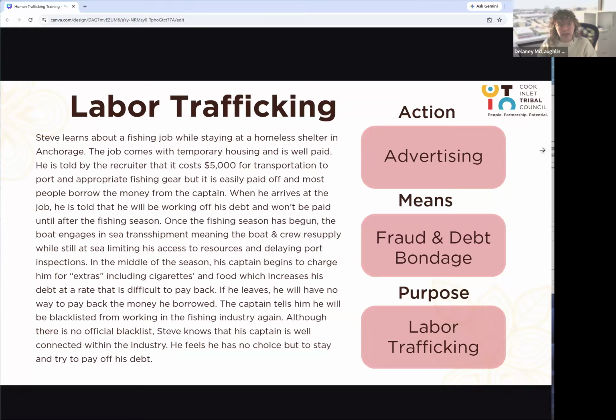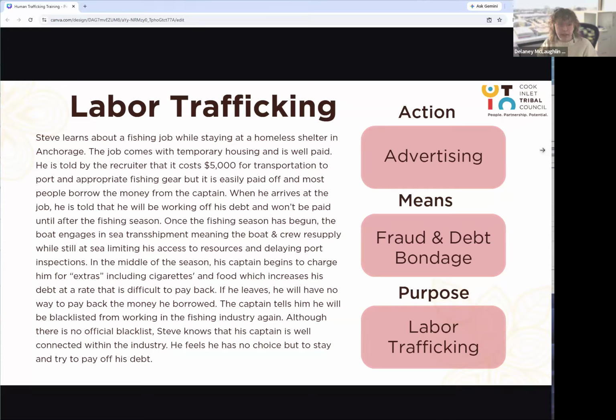In the middle of the season, his captain begins to charge him for extras, including cigarettes and food, which increases his debt at a rate that is difficult to pay back. If he leaves, he will have no way to pay back the money he borrowed. The captain tells him he will be blacklisted from working in the fishing industry again. Although there is no official blacklist, Steve knows that his captain is well connected within the industry, and he feels he has no choice but to stay and try and pay off his debt.